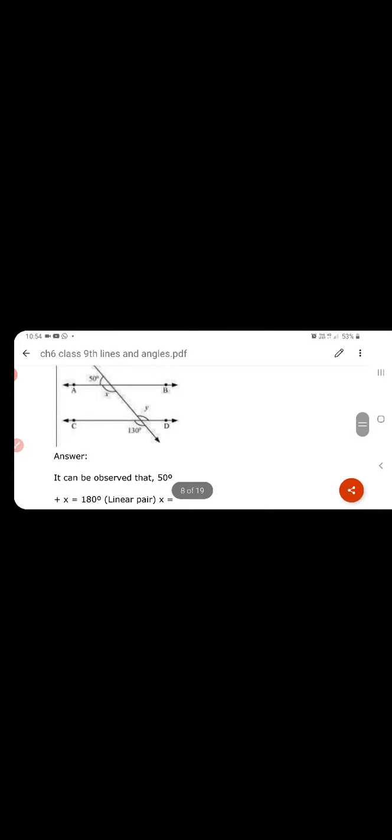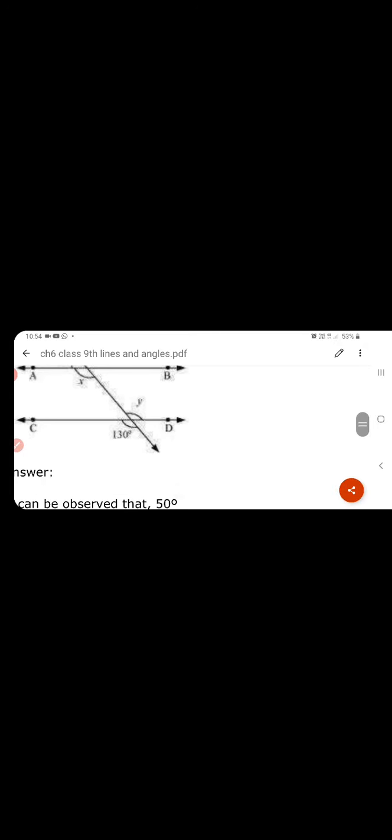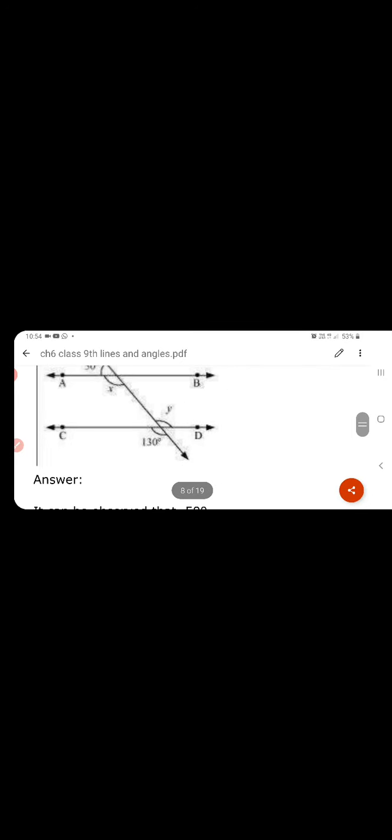So we can see x is equal to 130. Okay, now if x is 130, then angle y is also equal to 130, because they are vertically opposite angles. Simple. Okay, understand? So this type you have to find x and y.